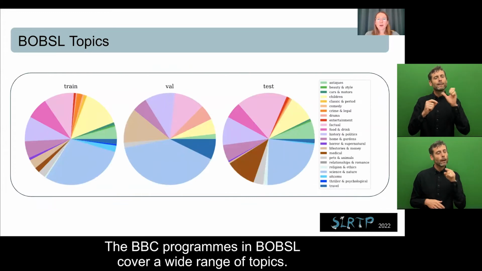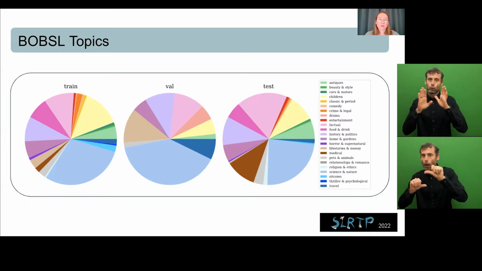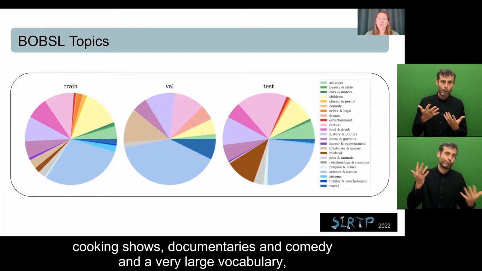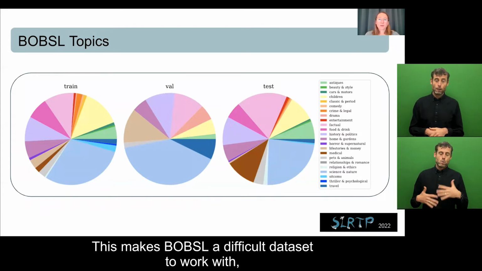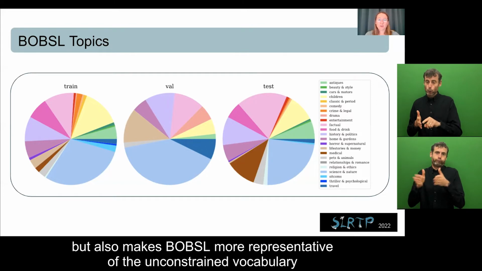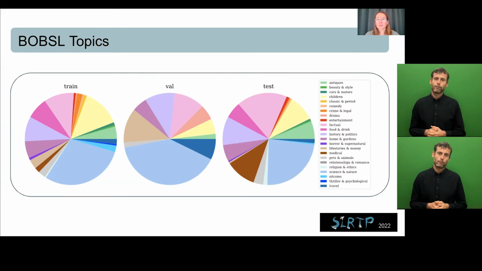The BBC programs in BobSL cover a wide range of topics. There are plenty of science shows, children's shows, cooking shows, documentaries, comedy, and a very large vocabulary, both in the signing and in the subtitles. This makes BobSL a difficult dataset to work with, but also makes BobSL more representative of the unconstrained vocabulary used in all kinds of different interactions.